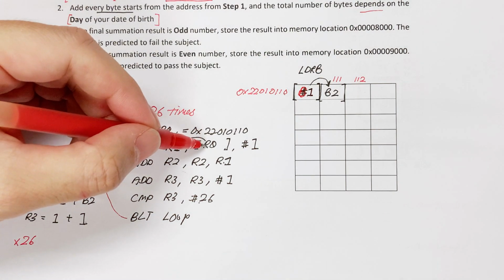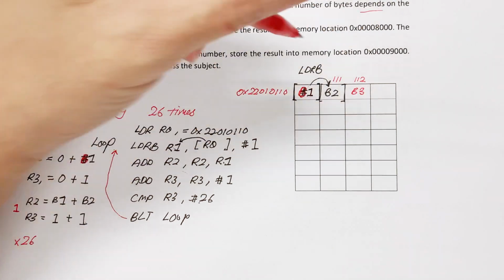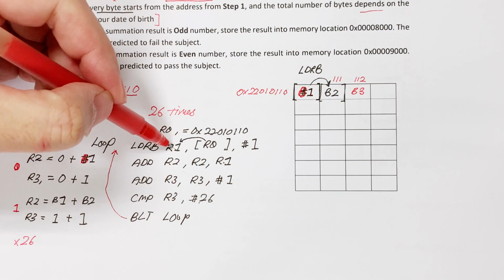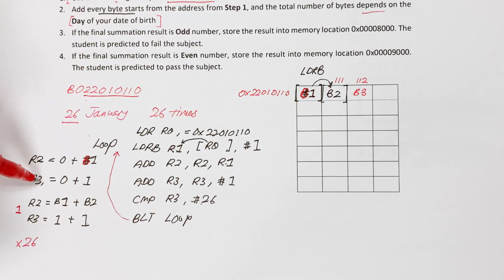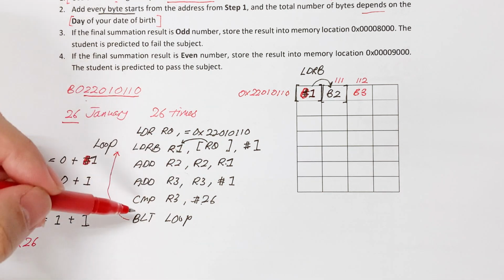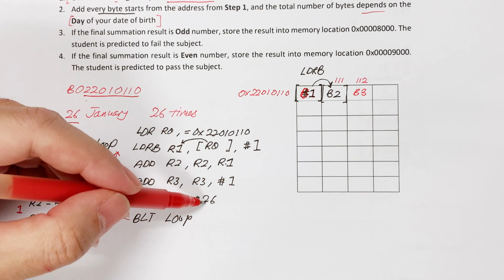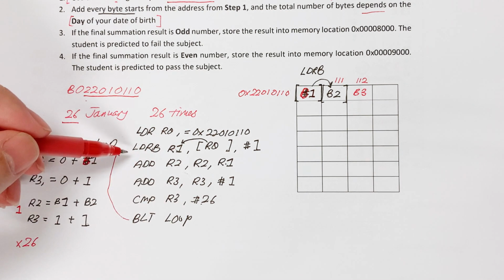So if you would like to fetch again based on our code, your processor will go and grab byte number 3 and put it into R1. Again, repeat the process, adding R1 to R2 and increasing our loop pointer or loop index, and compare whether we have done it 26 times. If not, just repeat the process again.